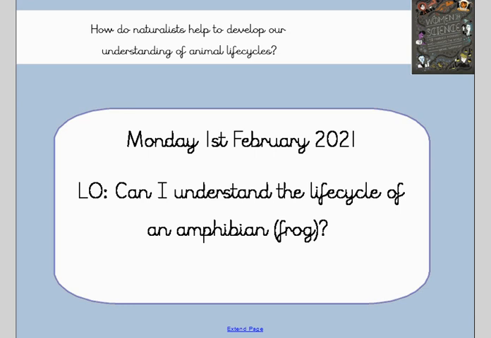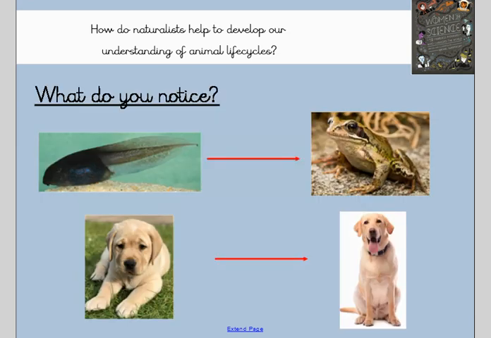So today we are going to be moving our learning forward by looking at the life cycle of an amphibian. We're specifically going to look at a frog. Last week you looked at the life cycles of birds and mammals. You looked at some of the similarities and the differences between those. Today we're going to look at an amphibian, and there are some significant differences in the life cycle of an amphibian. So first of all, what do you notice about these pictures?